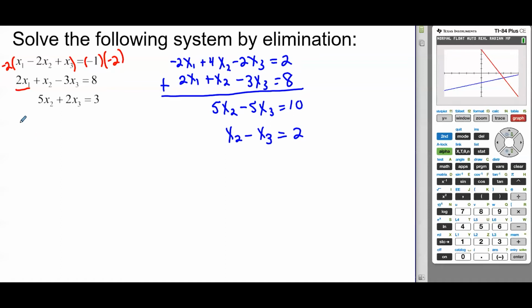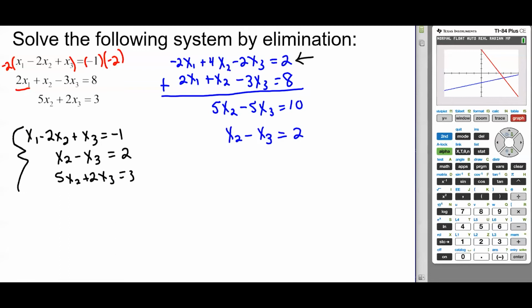So I'm going to rewrite my system, and I'm going to keep the first equation the same, even though I multiplied it by 2 and used it to change the second equation. I'm going to keep it the same here because I don't want it multiplied by 2. I want it as simple as I can make it. So I'm just going to leave it the way it is. And in the second equation, we're going to use our new version. And the third equation we didn't change. So we have our new system, but it has the same solutions, right? Because we added the same thing to both sides of the second equation, so the solutions are not changed.